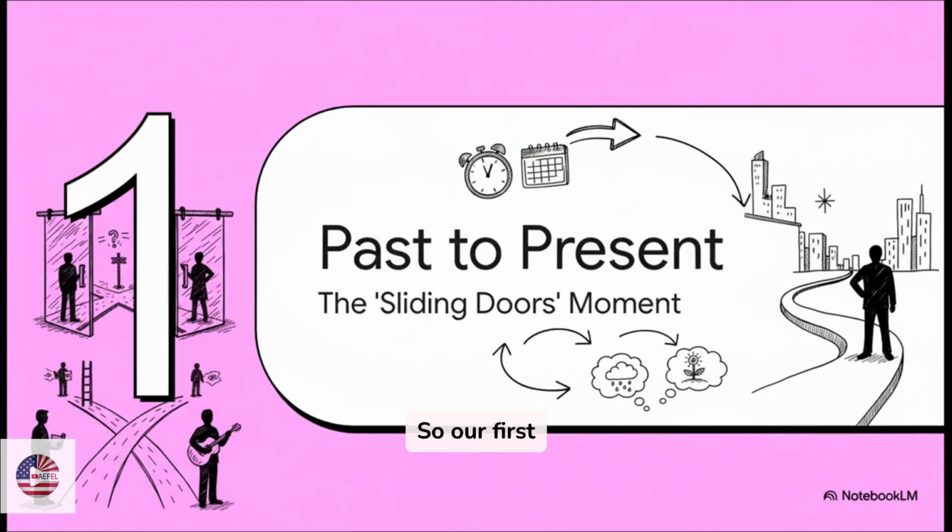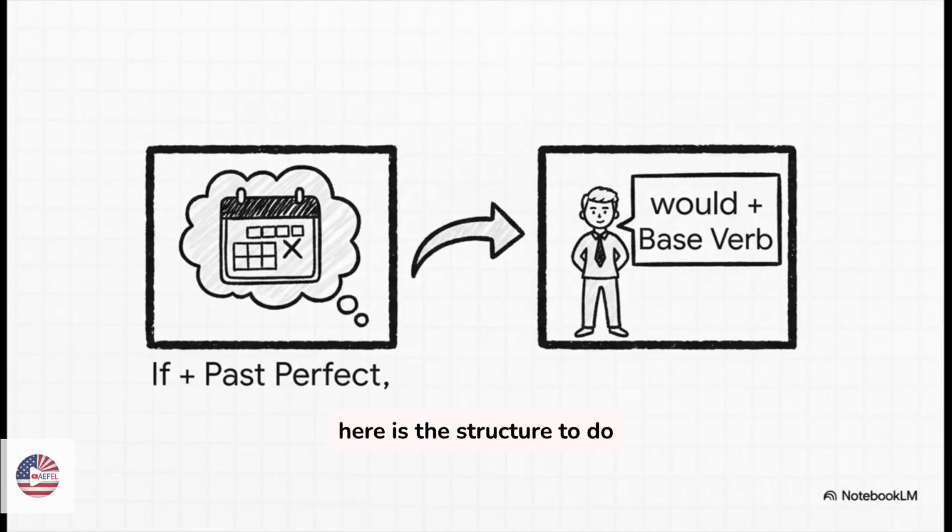So our first major pattern, I like to call this the sliding doors moment. Like the movie? It's all about looking back at one specific choice in the past and imagining how it completely changed the person you are today. And here is the structure to do it. Let's break this down. It's pretty simple once you see it.